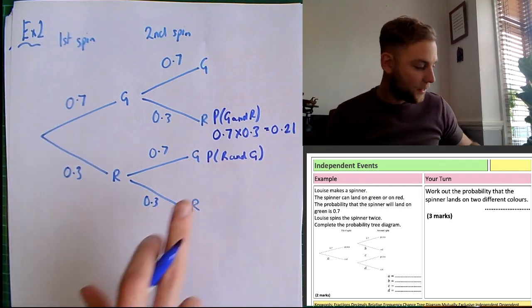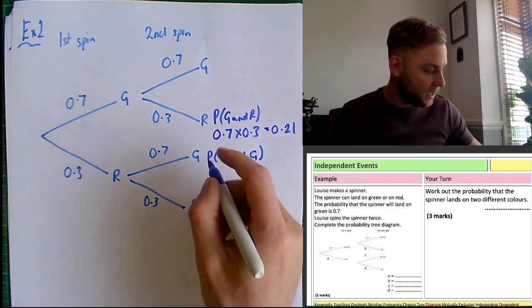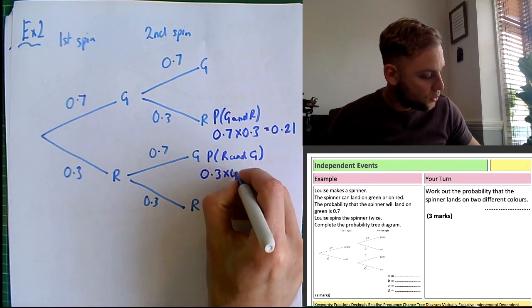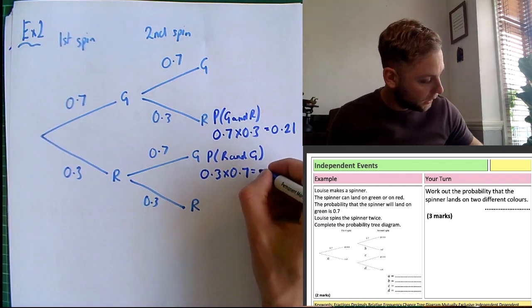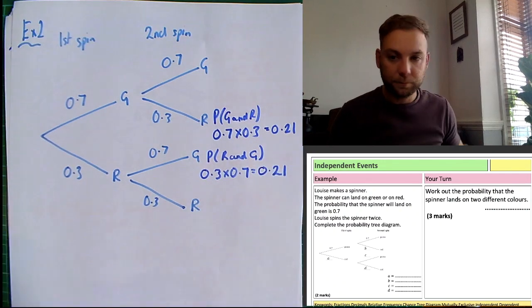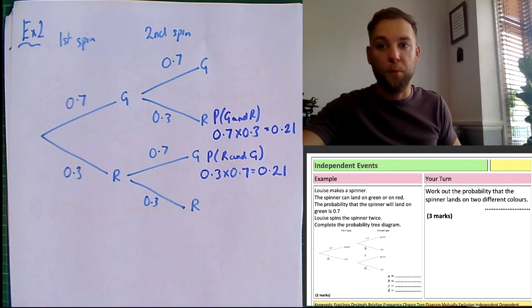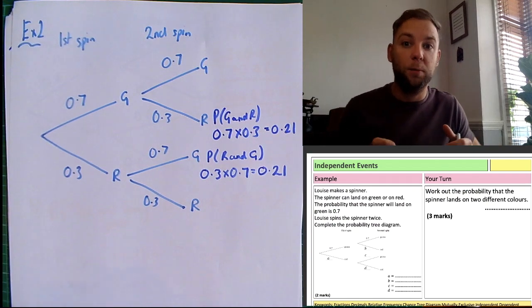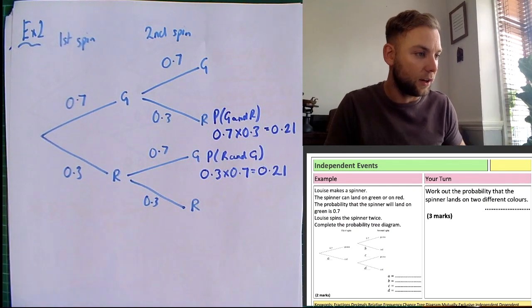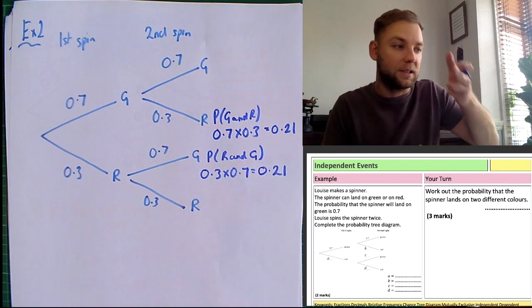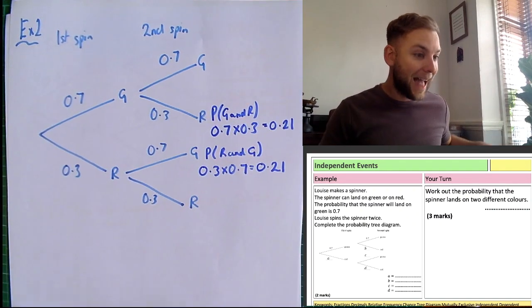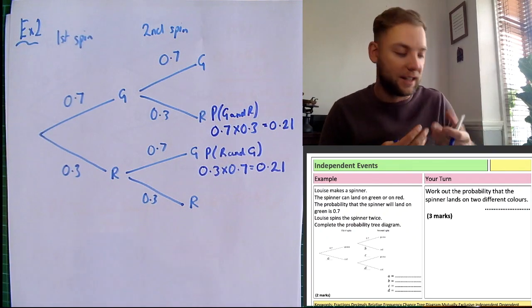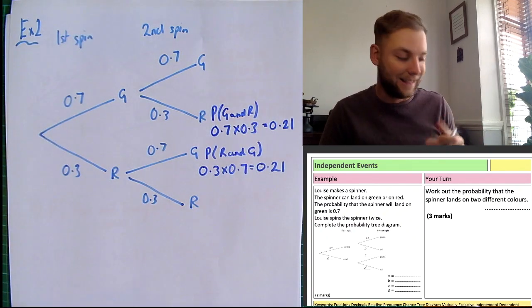Brilliant. And the probability of being red and green is going to be 0.3 times 0.7, which is equal to 0.21 again. Brilliant. Super. So we've worked out the probability of getting both of these. We worked out both the probabilities of being different colours, which is green and red, and red and green. They're the 2 options. Now we need to work out the probability of both of these things happening. So we do that by adding these together.